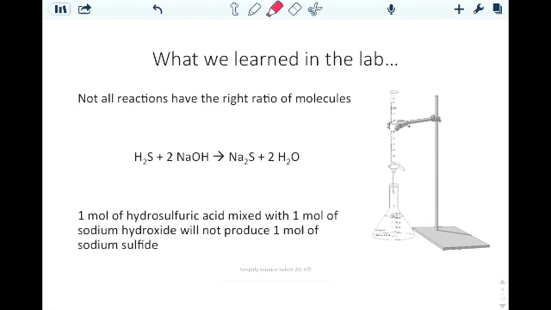The next thing, what we learned in the lab. What we should have seen is that not all reactions have the right ratio of molecules. So 1 mole of our hydrosulfuric acid mixed with 1 mole of sodium hydroxide will not produce 1 mole of our sodium sulfate. If we have 1 mole of this and 1 mole of this, it's not going to give us 1 mole, because we didn't have enough sodium hydroxide. We needed 2 moles of it, but we only had 1. And so what we see is that sodium hydroxide will limit the amount of product that's actually produced because we don't have enough of it. It's not in the right ratio.